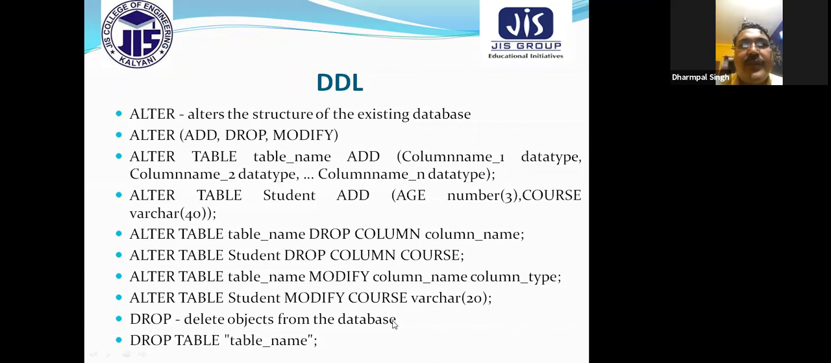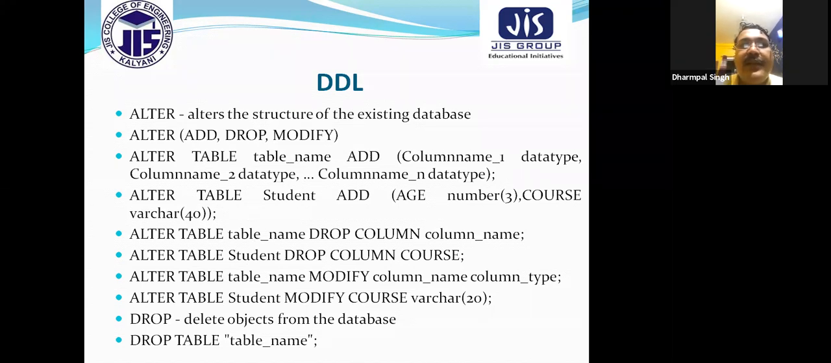Drop means delete an object from the database. Suppose I have created the table student. If I write DROP TABLE student, the rows are also deleted. The structure of the table is also deleted, just like demolishing a building: first you vacate the building and then destroy it. The same thing is done by drop.